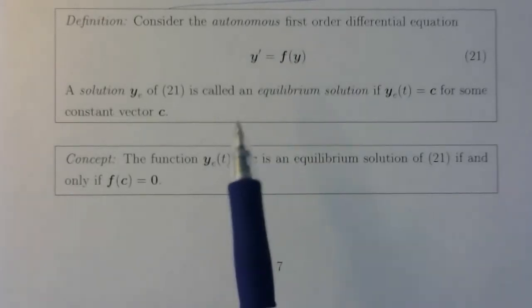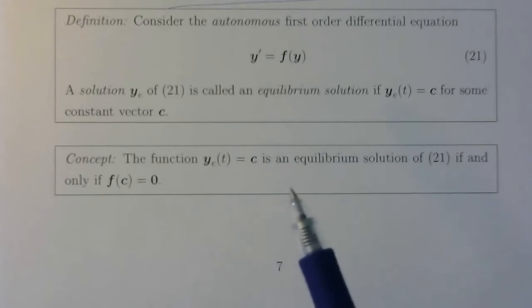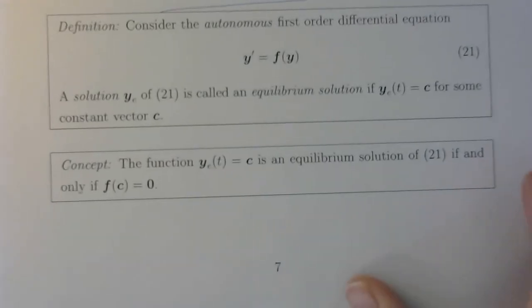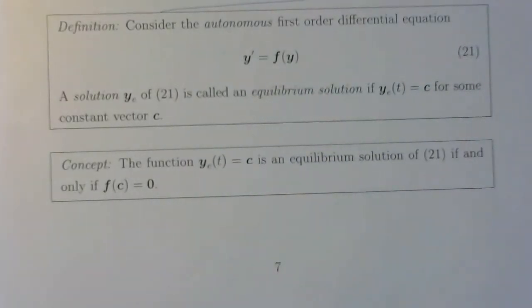An autonomous first order differential equation looks like y prime is equal to f of y, and this equation has an equilibrium solution if I can find some constant vector, y e is equal to c, making the right hand side of the equation equal to 0, and making the left hand side also equal to 0, because of course they should be equal. Great, so again, solving an algebraic equation instead of a differential one.